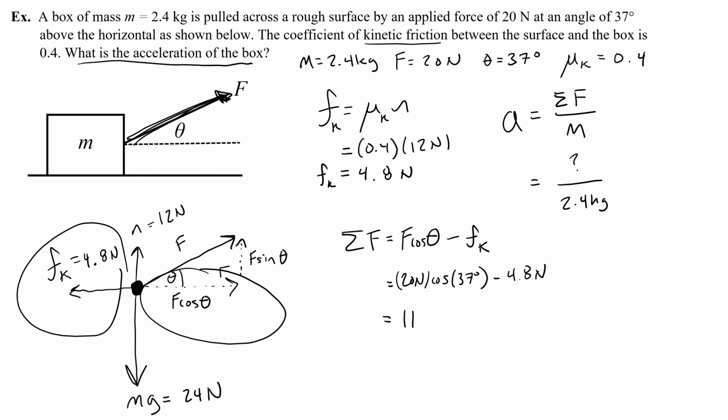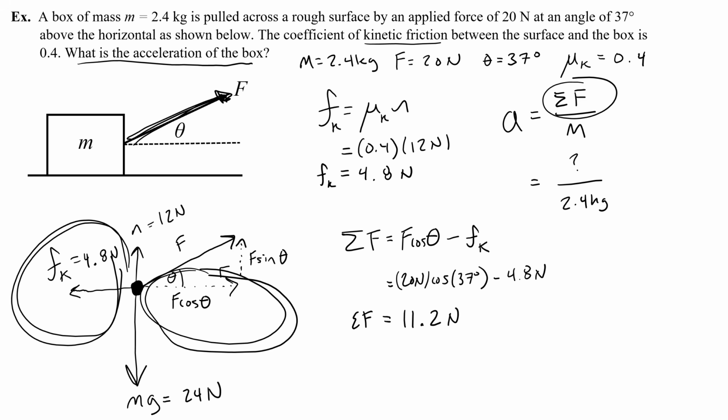and this gives me 11.17. We'll call this 11.2 newtons. So that's the net force. And this came from, again, the right force minus the left force, because these x forces are unbalanced. So now I put this net force into my equation and divide by the mass to get the acceleration. So 11.2 newtons divided by 2.4 kilograms is going to give me the acceleration, which is 4.6 repeating meters per second squared. And we did it.